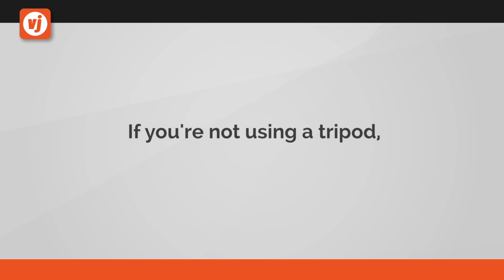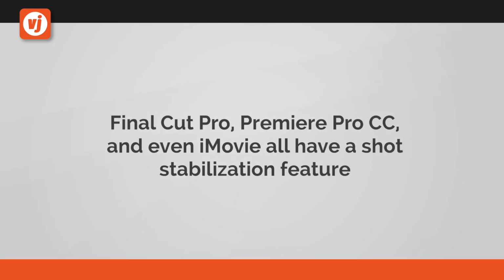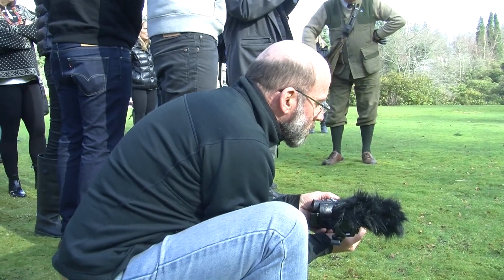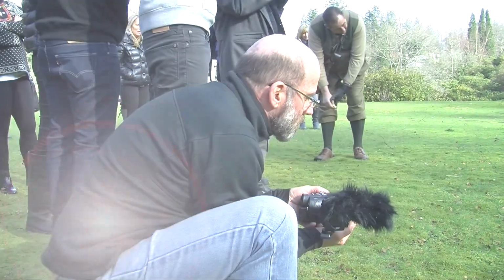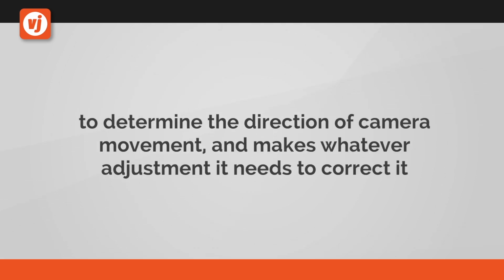If you're not using a tripod, and we generally recommend that you don't use them other than for interviews, you can easily end up with some shaky video. Final Cut Pro, Premiere Pro CC, and even iMovie all have a shot stabilization feature. If we look at this clip here, we can see a slight shake. The image stabilization feature in the editing software analyzes the video pixels to determine the direction of camera movement and makes whatever adjustment it needs to correct it.